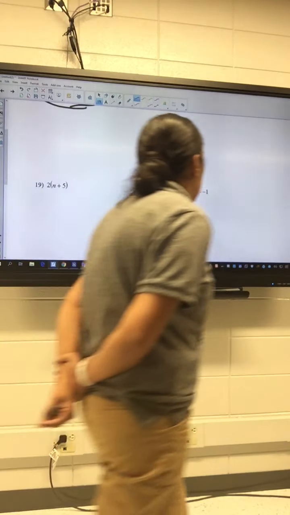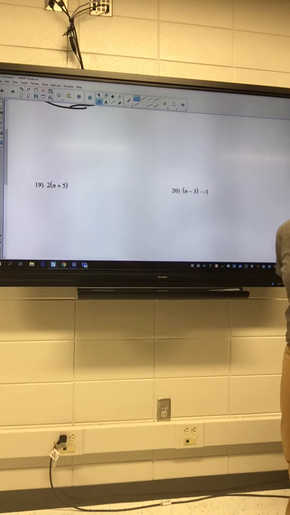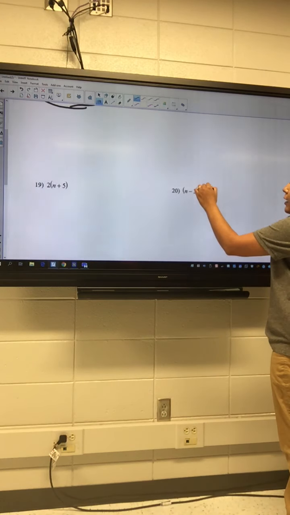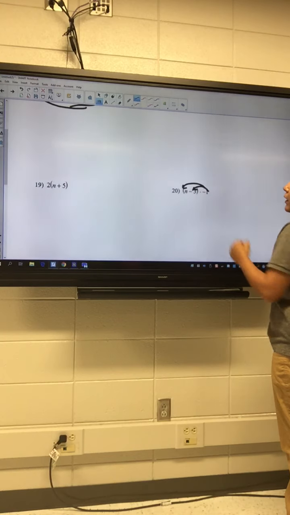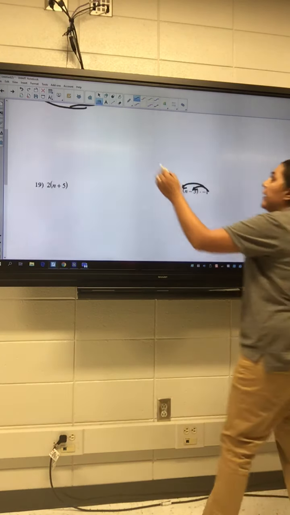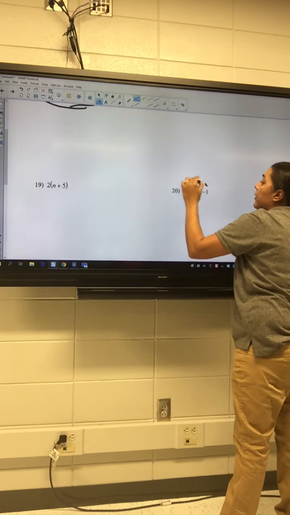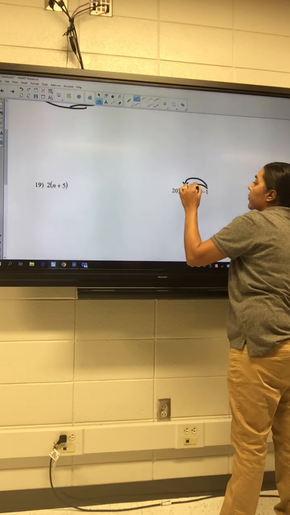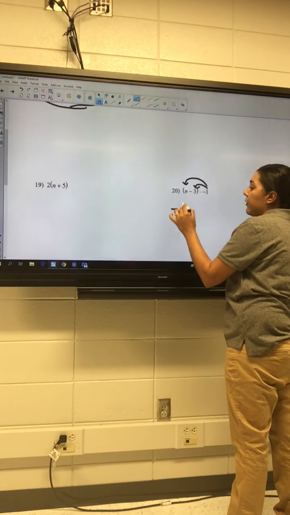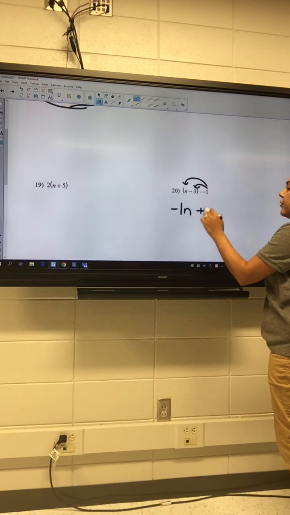Let's do 20. It looks funky, but it's really just distributing. So you need to say boom, boom. So you got negative 1 times n, and what number is in front of the very first n? 1. There's a 1 there. So negative 1 times 1 is going to give you negative 1n. And then I got a negative 1 times a negative 3 to give me a positive 3.